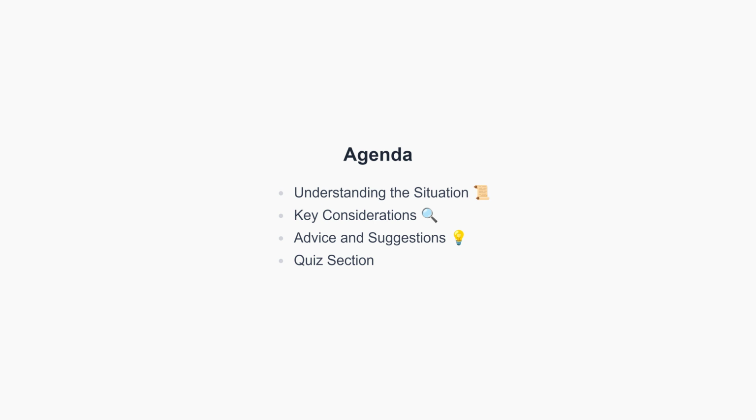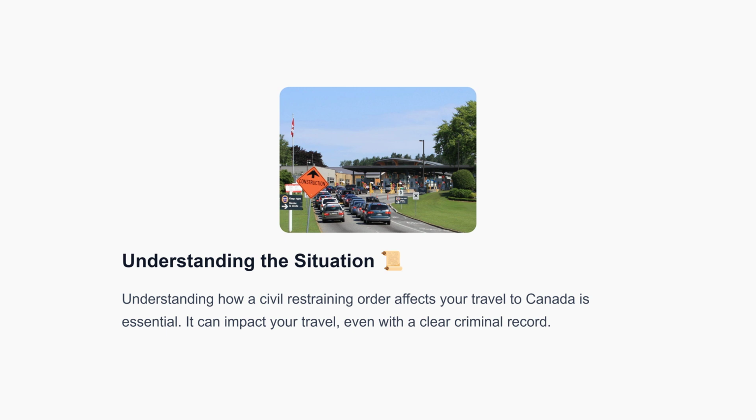Let's get started. In this section, we aim to understand how having a civil restraining order can affect your decision to cross the border into Canada, especially if you hold a 10-year green card with no criminal charges. A clear criminal record does not automatically ensure entry into Canada.